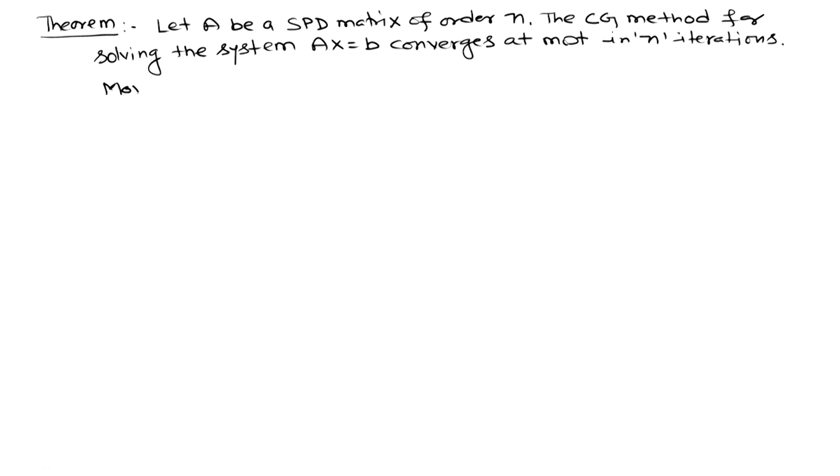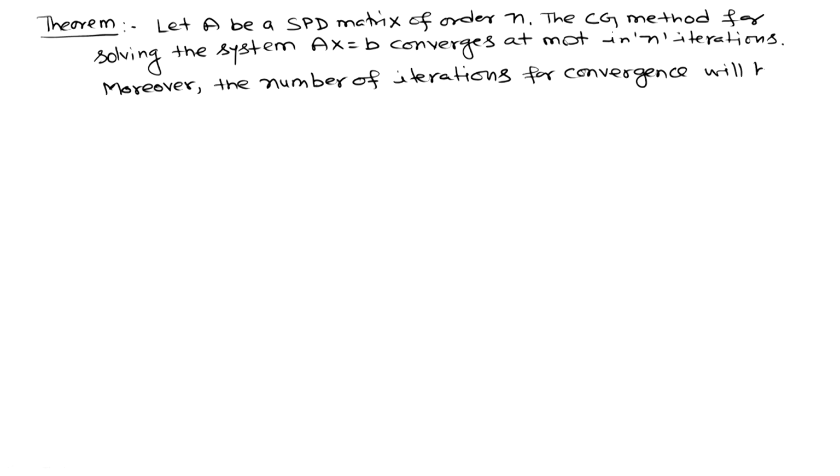Moreover, the number of iterations for convergence will be proportional to the square root of the condition number of A.